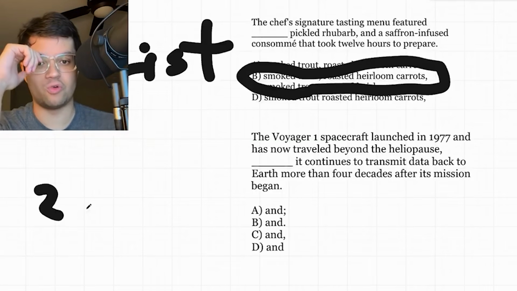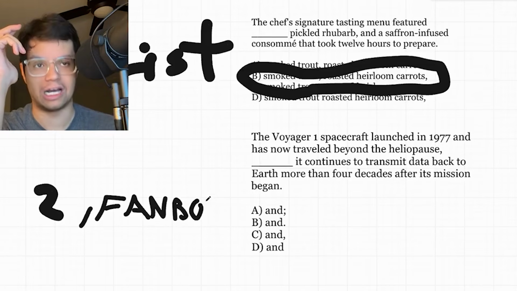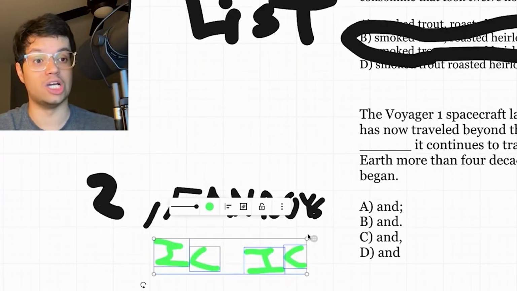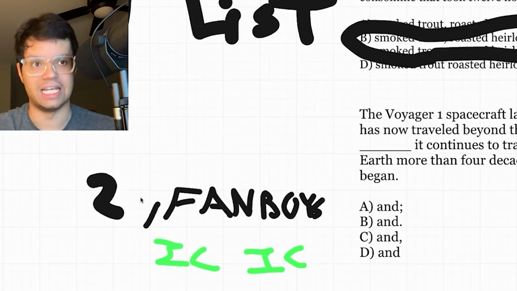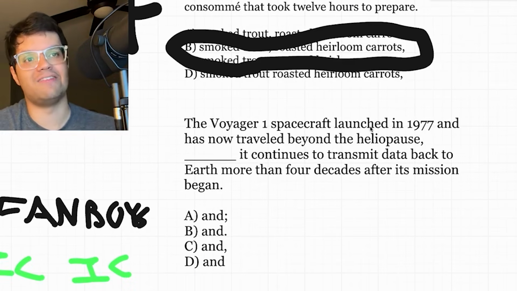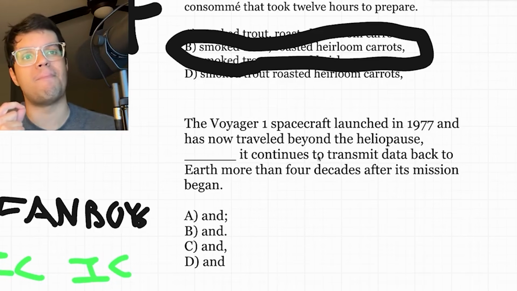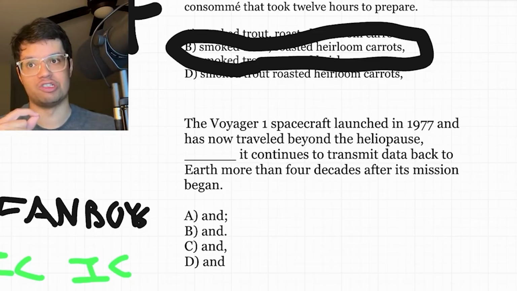Second thing you can use a comma for, as I said before, is comma plus fanboys. And keep in mind, this is only to separate 2 independent clauses again. That's literally the only case to use a comma and a fanboy. So if we look at here, the Voyager 1 spacecraft launched in 1977 and has now traveled beyond the heliopause. It continues to transmit data back to Earth more than 4 decades after its mission began.